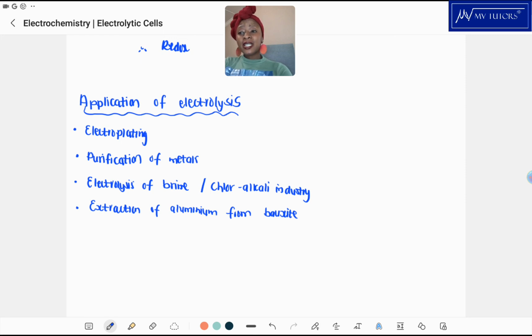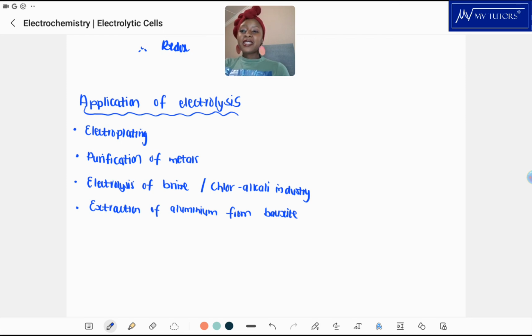Then you have the electrolysis of brine. Brine is basically sodium chloride, not our table salt that we use in food, but another one. It's used in the chloralkali industry. What you want to get there is chlorine, sodium and hydrogen. You want to get those products, so you use electrolysis to get them. I'll explain it in detail.